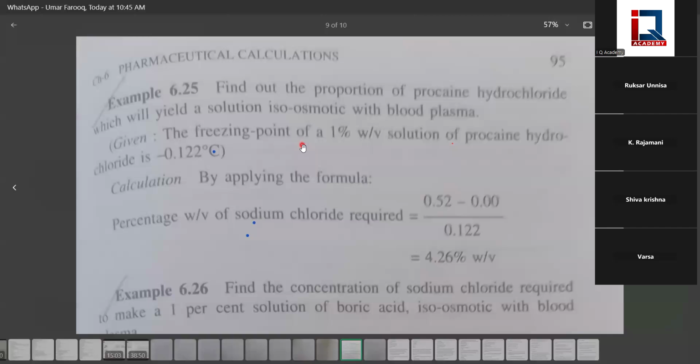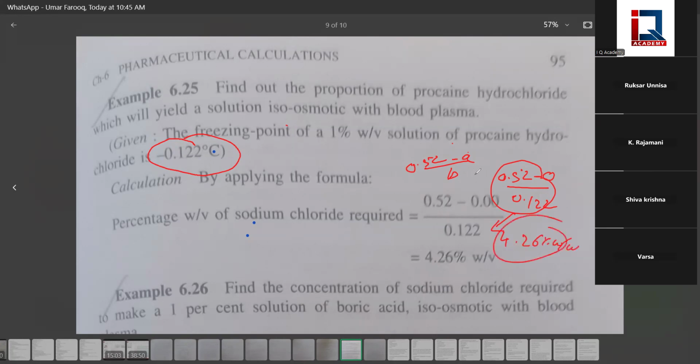So certain values are given. You can see the value of B is given. What is that? B is the freezing point of 1% weight by volume of the existing solution. So the existing solution here is procaine hydrochloride. The freezing point is minus 0.122 degrees centigrade. Apply the formula 0.52 minus A by B: 0.52 minus 0 by 0.122. Simplify this, you will get 4.26 percent weight by volume.